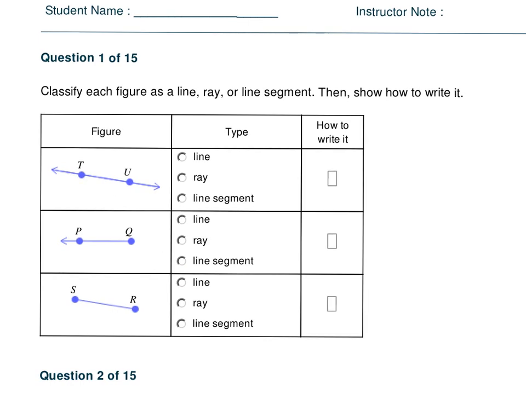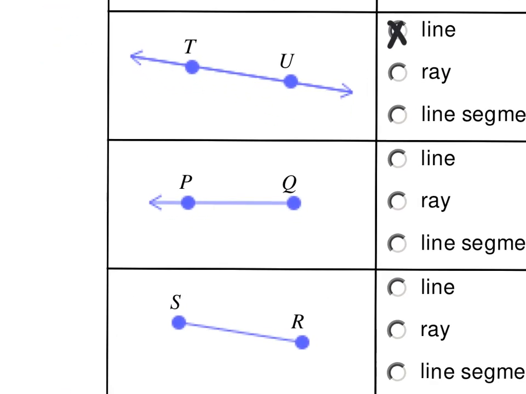So that is a line. And if we were to write this, we would say TU, and then we would put a line on top with arrows on the ends showing that it goes on forever in both directions. Number 2, we have a ray because it has an endpoint and it only continues on in one direction to infinity. If you see that here, we have Q as our endpoint and it goes on forever to the left. So we are going to call this a ray.